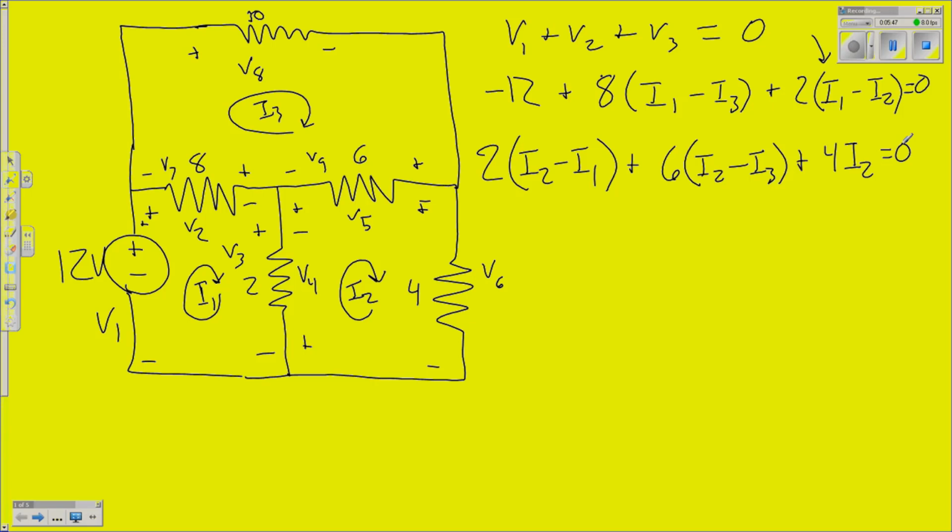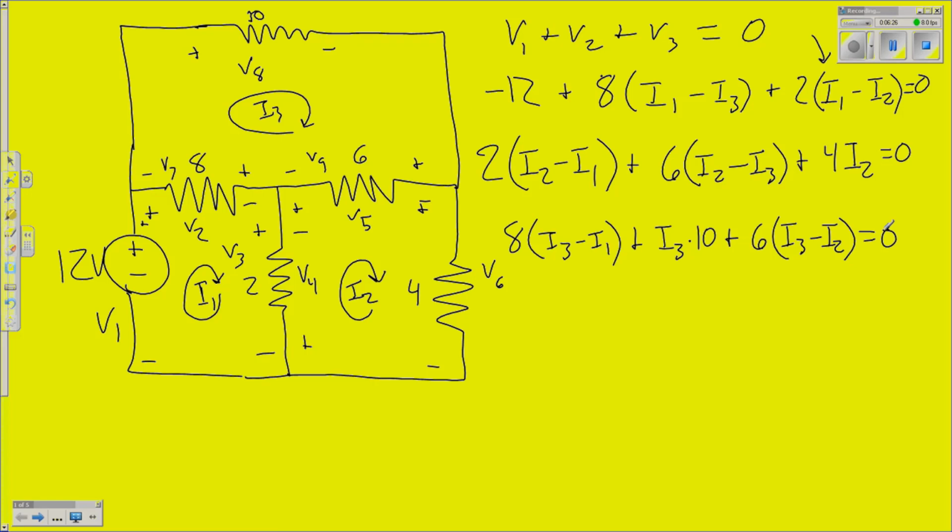Our third equation then is going to be for I3. We'll start with the 8 ohm resistor. So V7 plus V8 plus V9. So we've got 8 times I3 minus I1, plus I3 times 10, plus V9, which is 6 times I3 minus I2, equals 0.